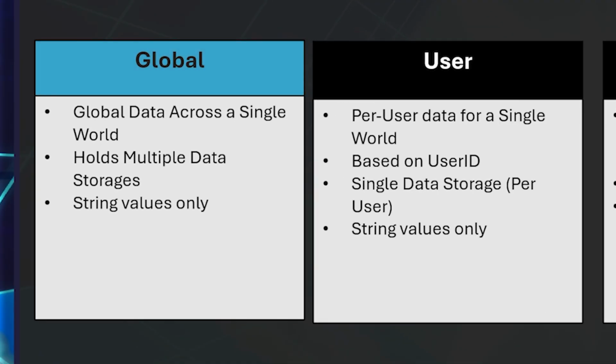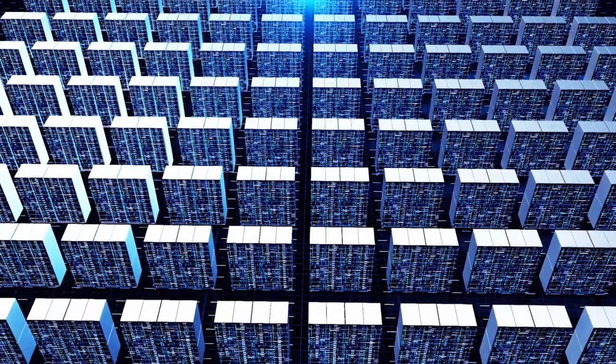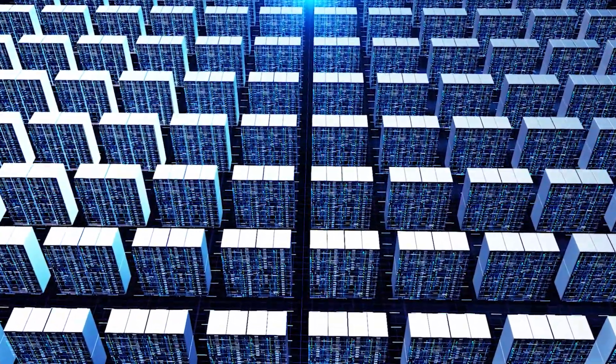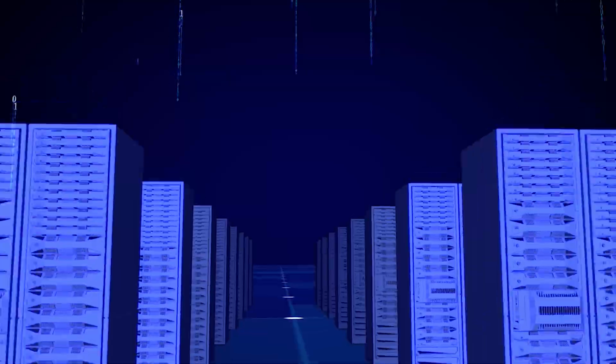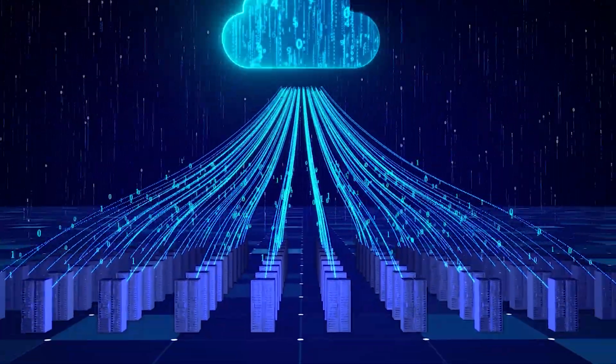Global data storage, for example, allows you to store data on a per world basis, meaning that the data you save here is unique to the world itself, and each subsequent world you create will have its own version of data. Global data storage can also hold multiple containers, so to speak, of data. Imagine a global data storage as a globally accessible data warehouse that houses several containers of data and can be accessed by all users connected to the same world.